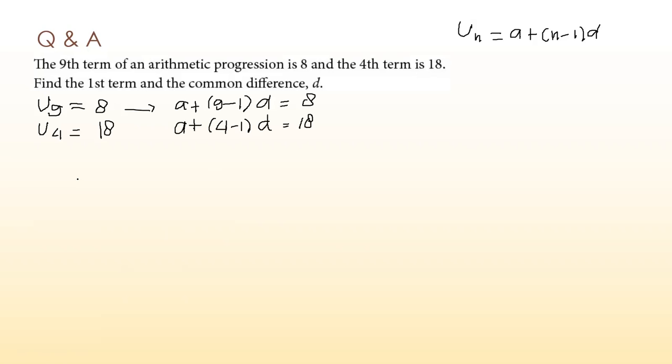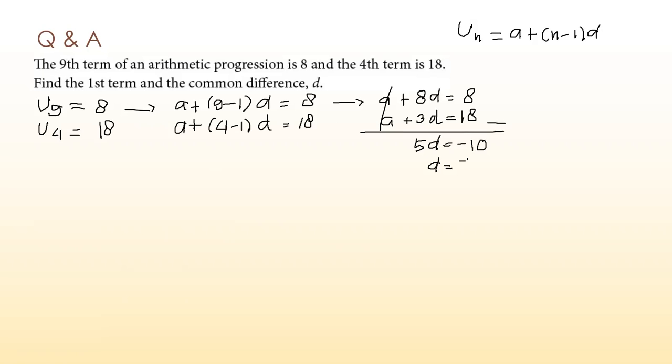Okay, I'm going to move here on this space. It becomes A plus 8D equals 8, and this equation becomes A plus 3D equals 18. Subtracting, it becomes 0, 5D equals negative 10, and D equals negative 10 over 5, D equals negative 2. Okay, D equals negative 2. How about A?